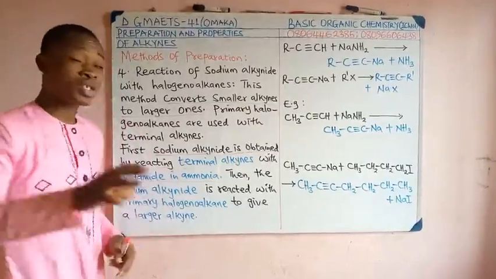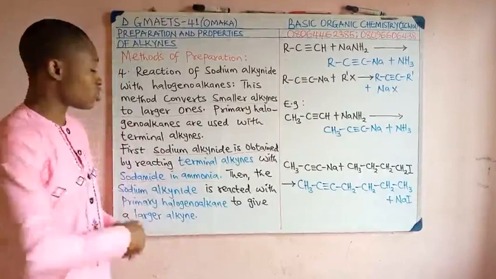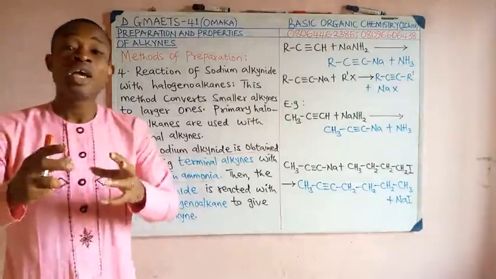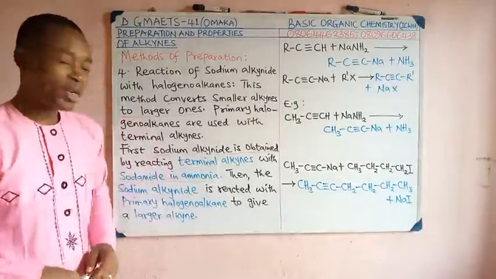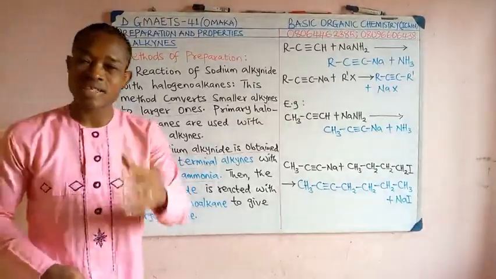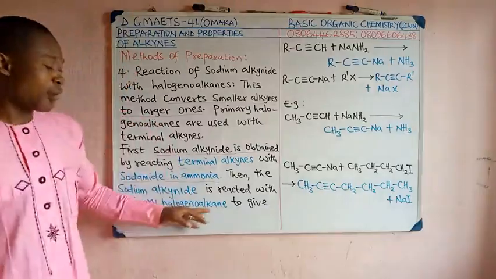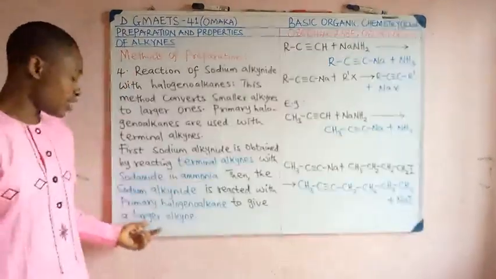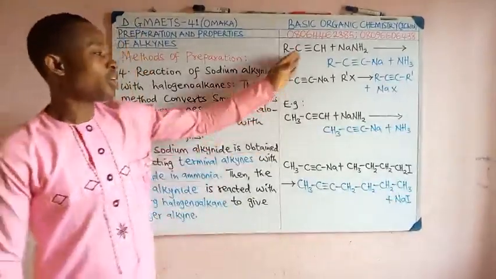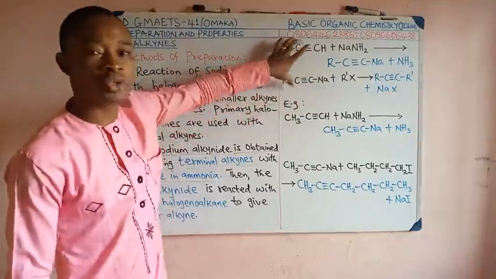Alright, now having explained the concept of terminal alkynes, like we stated, the sodium alkylate is first obtained by reacting terminal alkynes with what? Sodamide in ammonia. Then once this sodium alkylate is formed, it's now reacted with primary halogenoalkane, and then we'll get the larger alkyne that we want to obtain. On the board here, we have the general scheme that shows the reaction.